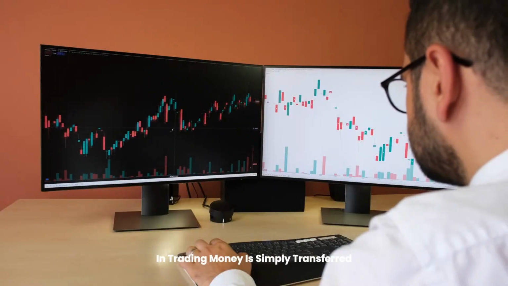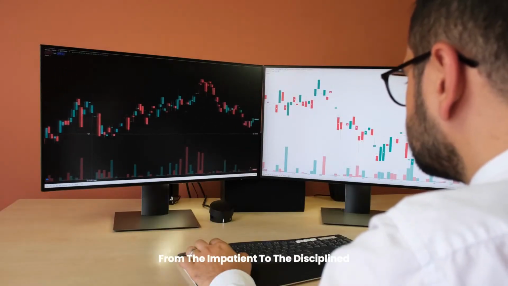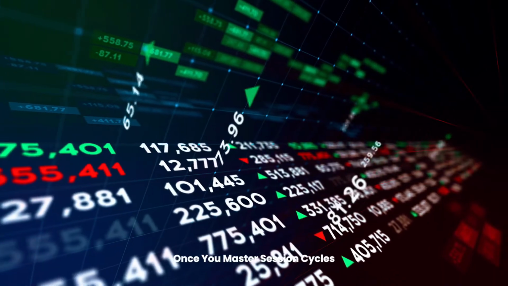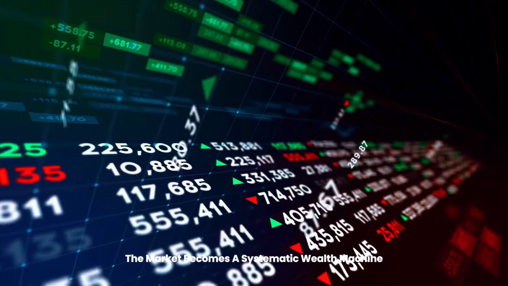In trading, money is simply transferred from the impatient to the disciplined. Once you master session cycles, the market becomes a systematic wealth machine.